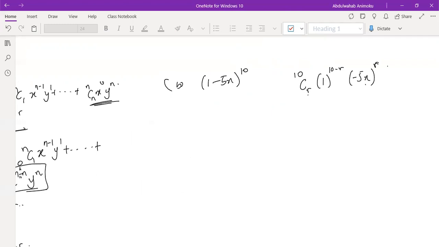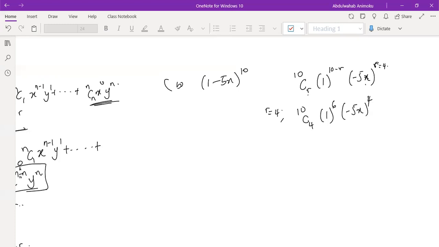Now, for what value of r will we have x raised to power 4? That is basically when r is 4, right? So when r is equal to 4, it means the power here must be equal to 4. So that means r must be equal to 4, okay? So if r is equal to 4, what does that give us? 10 combination 4, 1 raised to power 10 minus 4, which is 6, then minus 5x raised to power 4.